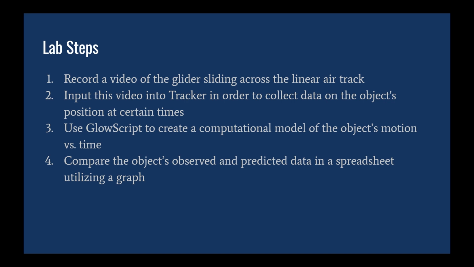So these are our lab steps. The first step is to record a video of the glider sliding across the linear air track. The second step is to input this video into Tracker in order to collect data on the object's position at different times. Then we are going to use GlowScript to create a computational model of the object's motion versus its time, and then we're going to compare the object's observed and predicted data in a spreadsheet utilizing a graph.